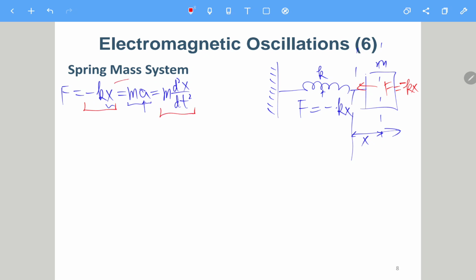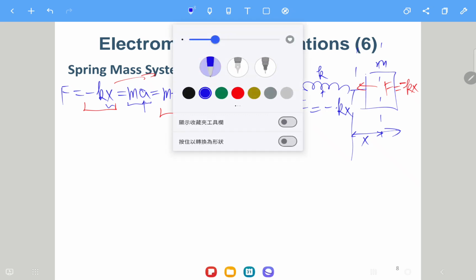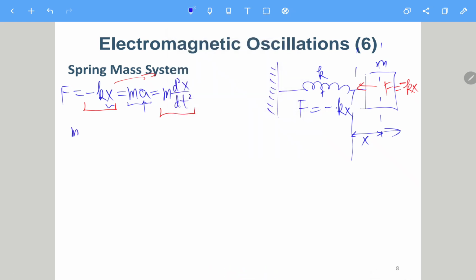We move the terms over to one side, so we have m d2x dt2 plus kx equals 0. You can see this is a second derivative, this is the original function, this is a constant, this is also a constant. So we divide m on both sides, and m and m cancel each other. We have d2x dt2 plus k over m x equals 0.